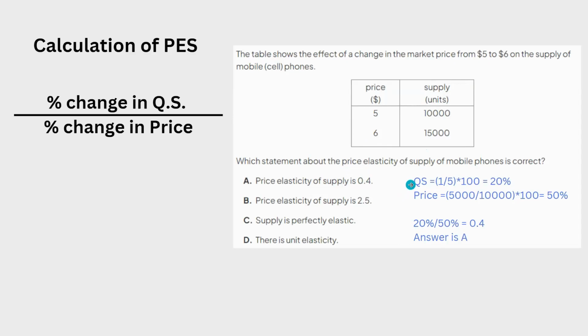So let's do the percentage changes. The difference between 5 and 6 is 1. The initial price was 5. So we do 1 divided by 5 times 100, which is 20%. The difference between 10,000 and 15,000 is 5,000. The initial quantity was 10,000. We divided it by 10,000, and the answer is 50%. According to the formula, it's change in quantity supplied over change in price. So we did 50 divided by 20, it's 2.5. Price elasticity of supply is 2.5, and answer A is the correct answer.